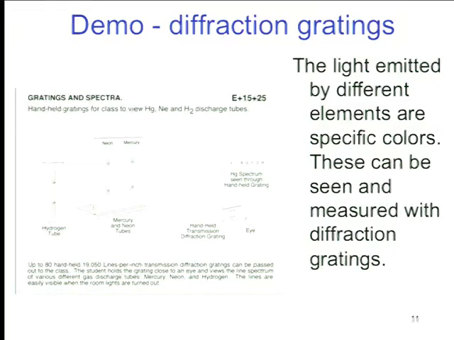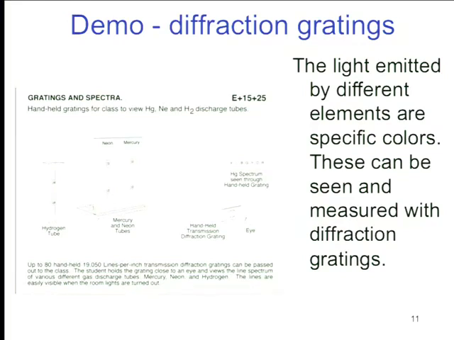So you just look at it, and if you measure the angle, you'll see blue, where lambda is smaller, will come out over here, and red will come out over here, because the angle of deviation is greater for the longer wavelength. So it's a way of analyzing the colors coming out of materials. A very important thing. It helps us understand atoms.